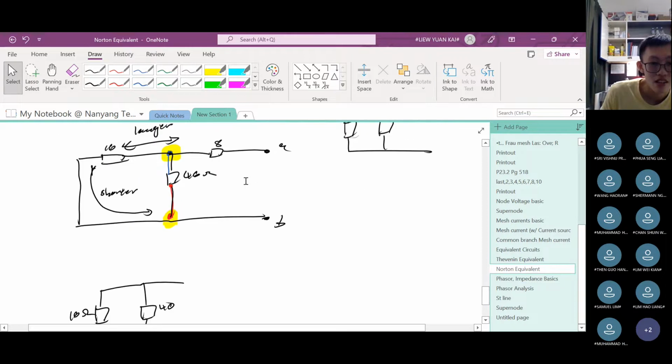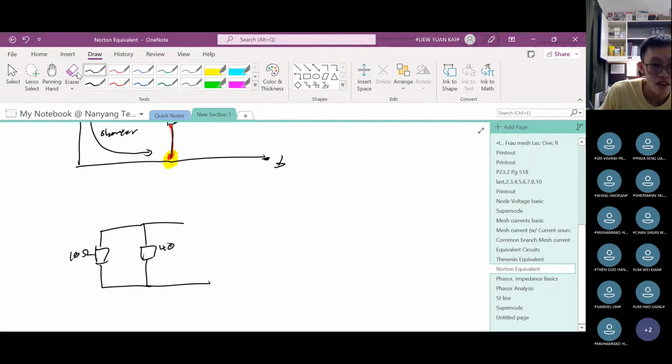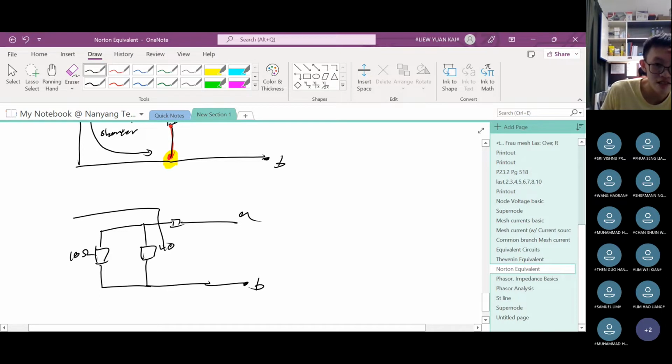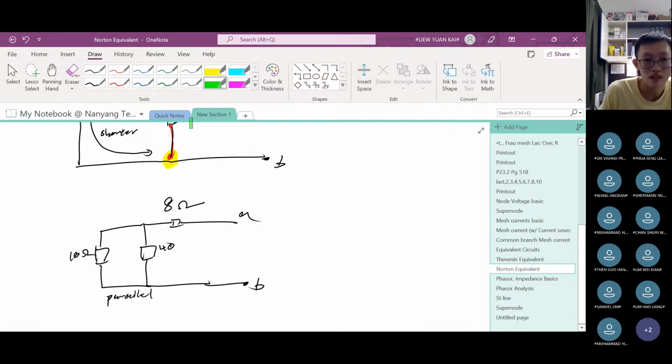Then what else? Over here is 8. And then these are terminals A and B. Okay, now can you see that these two are parallel? Yeah, these are parallel. Parallel. All right.